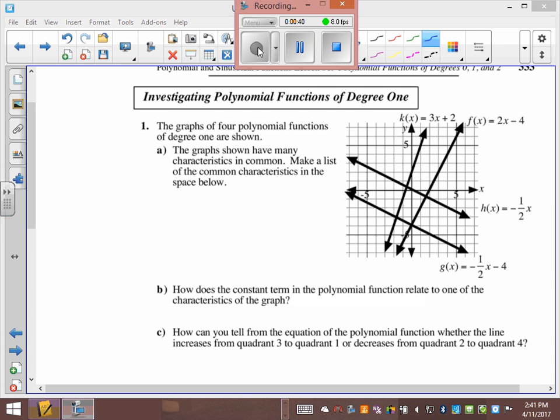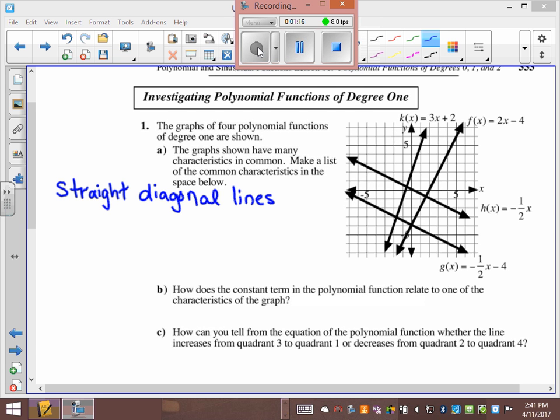The graphs of 4 polynomial functions of degree 1 are shown. The graphs shown have many characteristics in common. Make a list of the common characteristics in the space below. So, what do all 4 of these lines have in common? They're straight, diagonal lines, which is true. These lines aren't horizontal and they're not vertical, right? They're diagonals. You're correct. What else is in common?